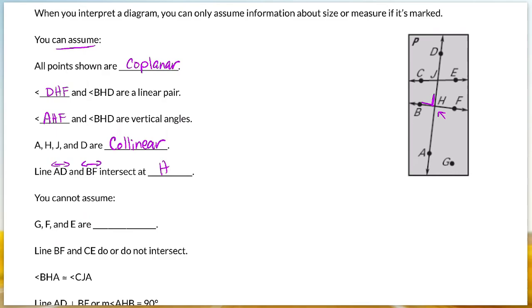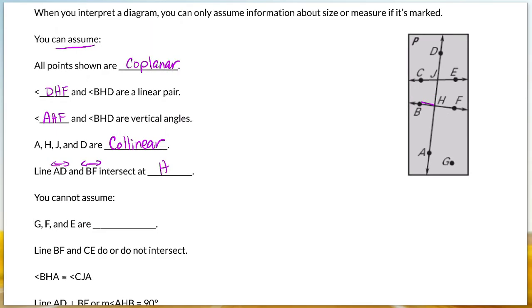If you locate those two lines, they do intersect at H. Things that you cannot assume. You cannot assume that G, F, and E are collinear. So if you look in the diagram, G is here, F is here, and E is here. They do not have a line connecting them. So since there's no line and there's more than two, you cannot make that assumption. If there was only two, G and F, yeah, they're collinear because any two are collinear.